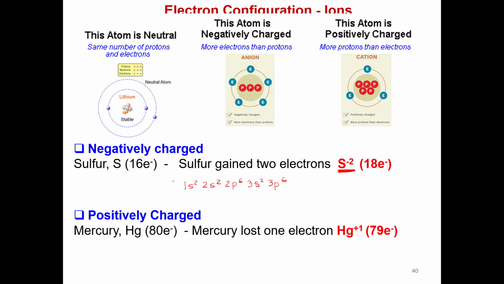The electronic configuration for just sulfur will be 1s2, 2s2, 2p6, 3s2, 3p4. But for this ion of sulfur, we need to add 2 more electrons, and this is the electron configuration for the ion.